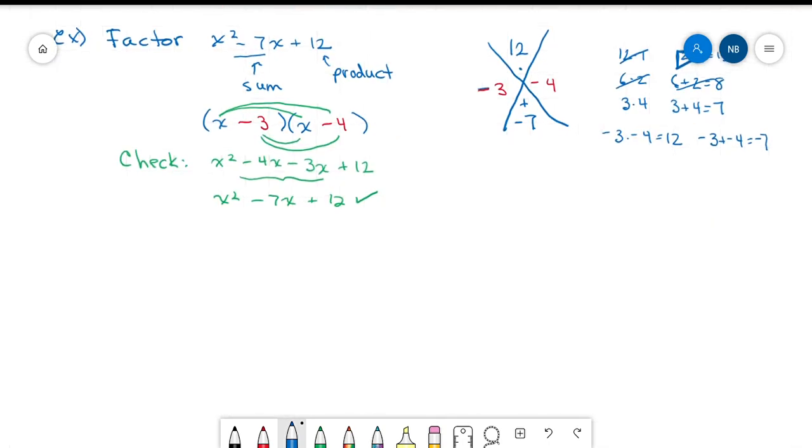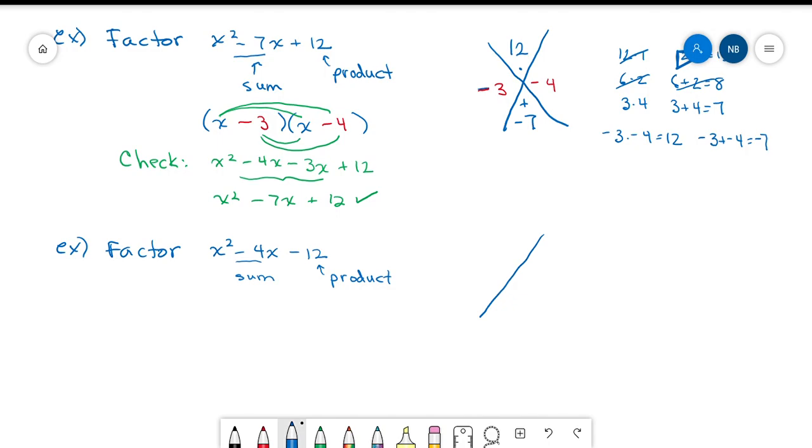Our next example will be factor x squared minus 4x minus 12. This time I have two negatives. My product is negative 12, and my sum is negative 4.